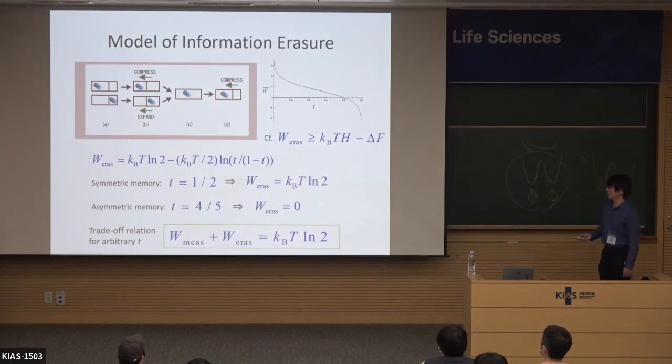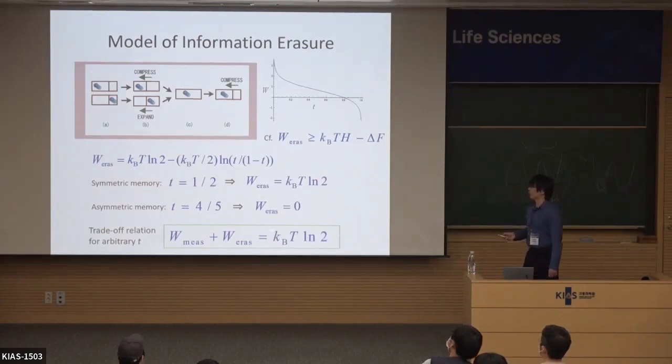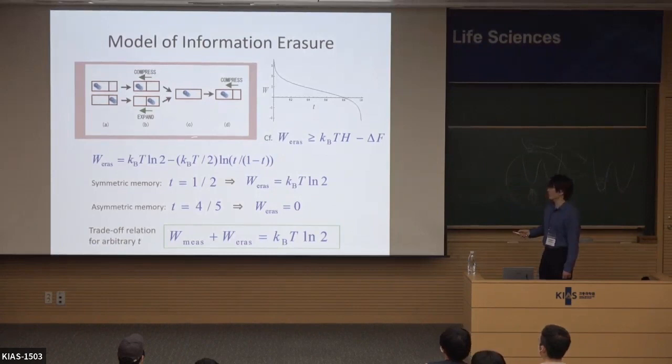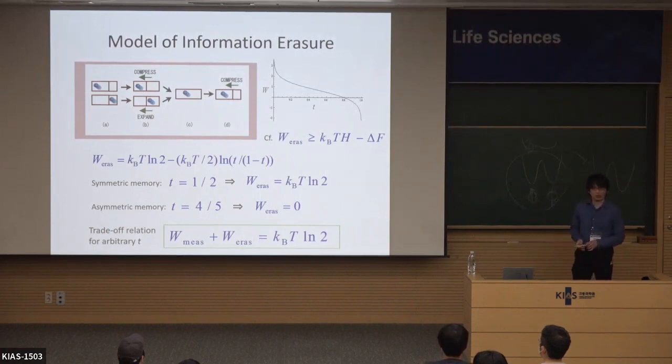So in any case, we always have saturation of the trade-off relation. That means that the erasure cost plus the measurement cost always gives kT log 2. So in this sense, this is a kind of optimal measurement and erasure model. It is a very simple model, but we can change the structure of the memory, and we can control the measurement cost and the erasure cost. But the sum of them is always given by kT log 2. So this is, I think, the simplest demonstration of information erasure and measurement with asymmetric memory.